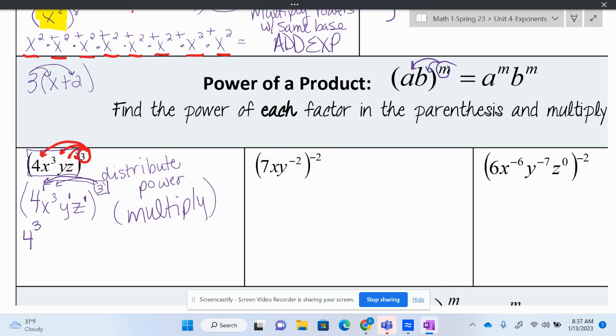We're going to take this 3 and multiply it by the 3 on the x to the 9th. We're going to take this 3 and multiply it by the 1 on the y. 3 times 1 is 3. And we're going to take this 3 and multiply it by the 1 on the z, which becomes z to the third.